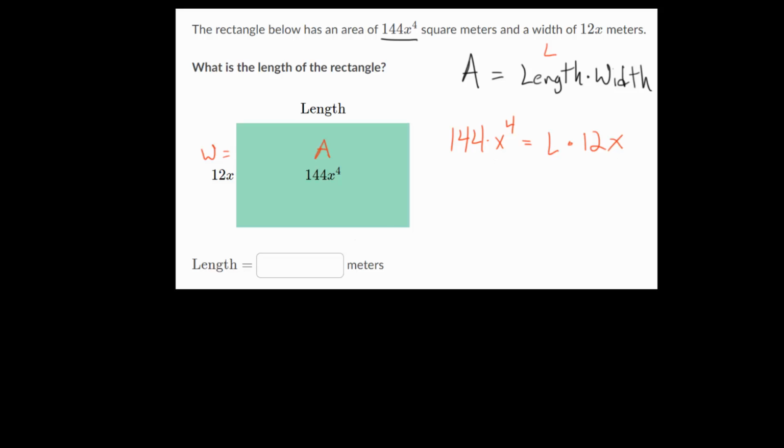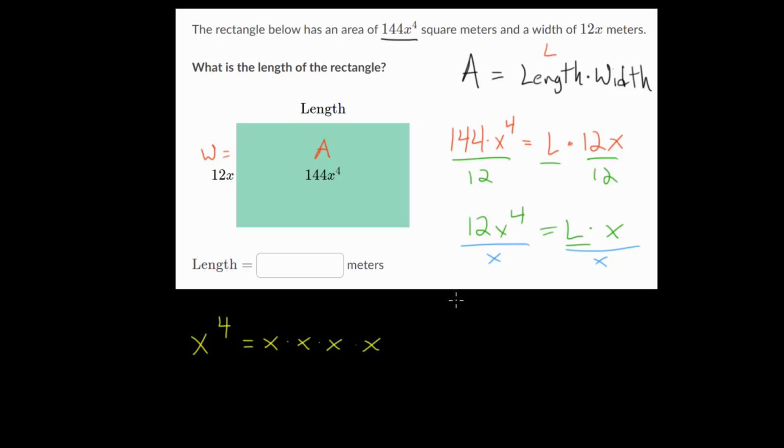And to solve this equation for L, let's divide each side by 12. So 144 divided by 12, and 12 divided by 12. On the left, 144 over 12 just simplifies to 12. So we have 12x to the fourth is L multiplied by 1 times x, since 12 over 12 is 1. And since we want to get L by itself, let's divide each side by x. So x to the fourth divided by x, we're going to be able to cancel one of those x's out.